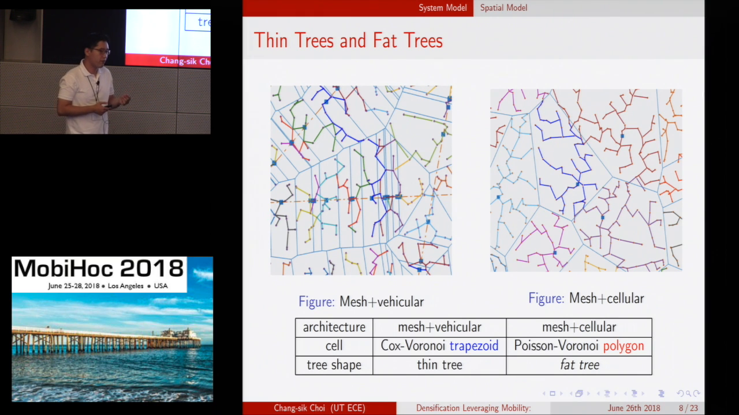So the tree shape on the left, which is in mesh plus vehicle, is a thin tree because both the sources and the repositories are in the thin trajectory. On the other hand, we call the tree in the mesh plus cellular a fat tree because they are in the fat convex polygon.